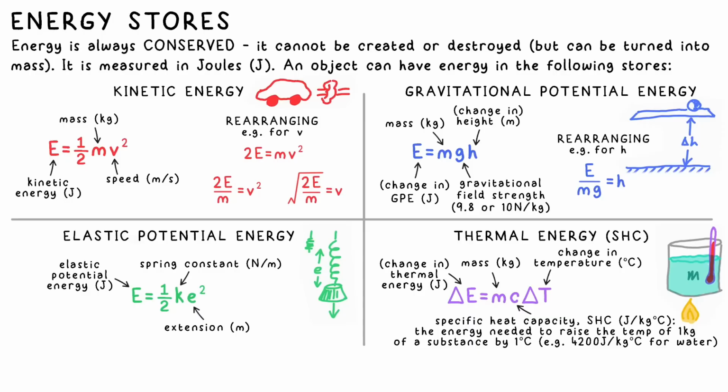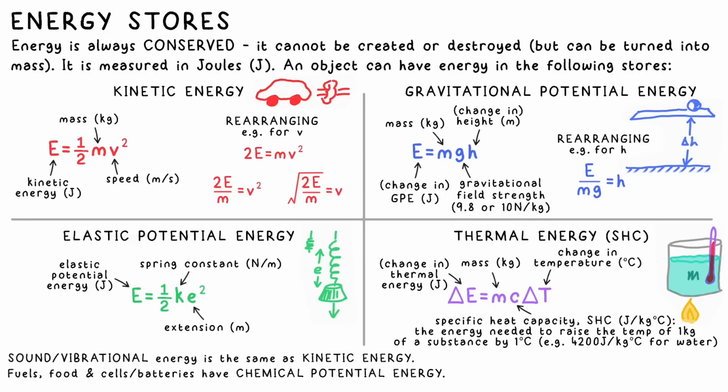Remember that an increase in thermal energy results in particles moving faster, so this is essentially a way of measuring the kinetic energy gained by particles in a substance. More on this in the particles topic. We don't really talk about sound or vibrational energy, as this is just particles moving, so in reality it's kinetic again. Chemical potential energy, say in food or fuels, there's no equation for that, and that's more chemistry's remit, but you might have to mention at some point that these two things do have a store of chemical potential energy.